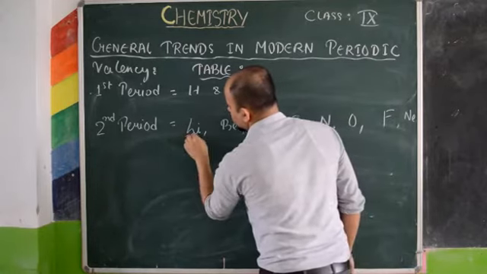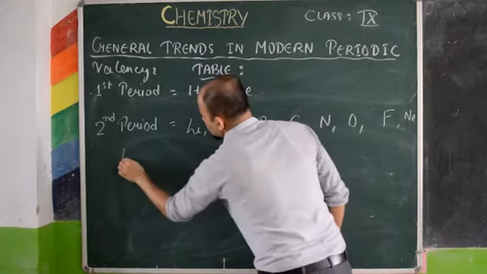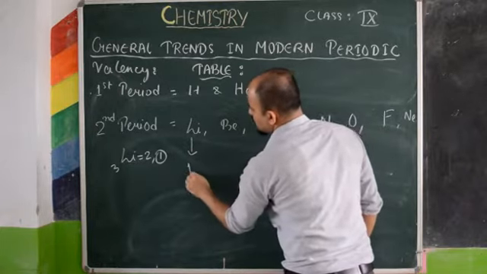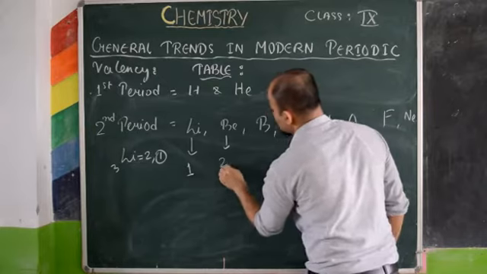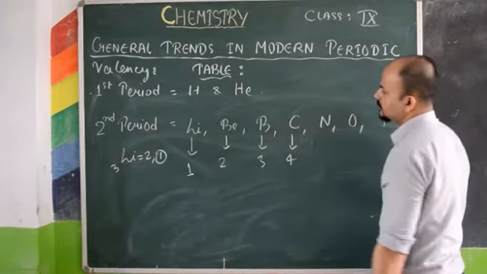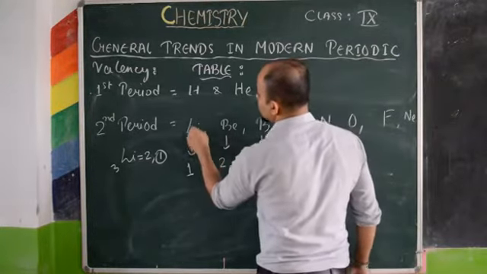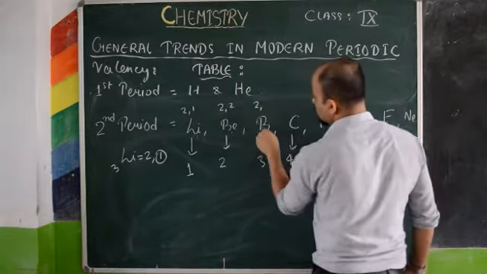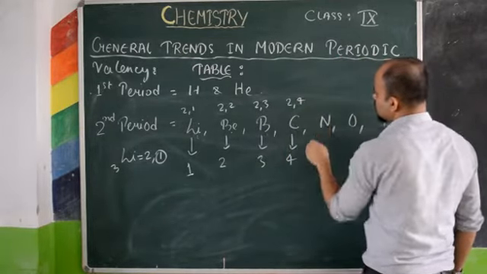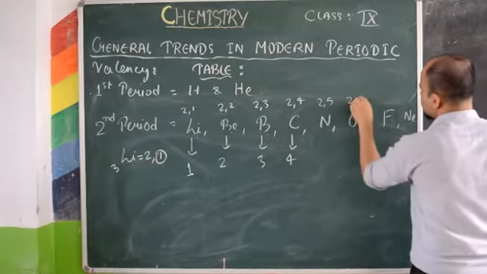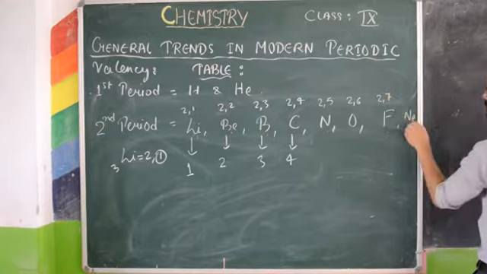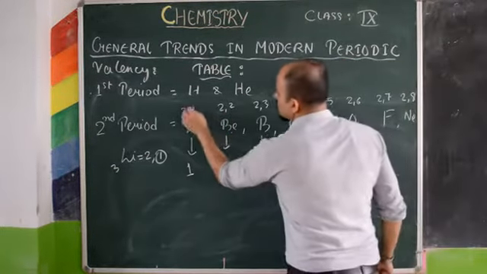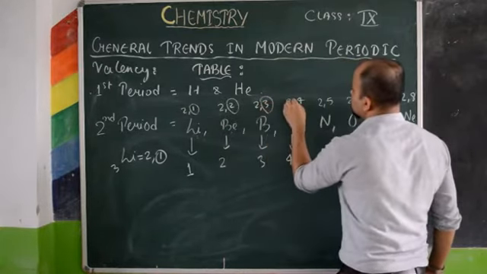Here lithium's configuration is 2, 1. One electron is in the valence shell, therefore its valency is 1. It keeps on increasing. Beryllium is 2, 2. Boron's electronic configuration is 2, 3. Carbon is 2, 4, nitrogen is 2, 5, oxygen is 2, 6, fluorine is 2, 7, and neon is 2, 8. So up to carbon, the valency will be equal to the number of electrons in the valence shell.